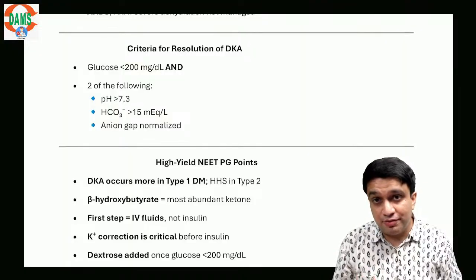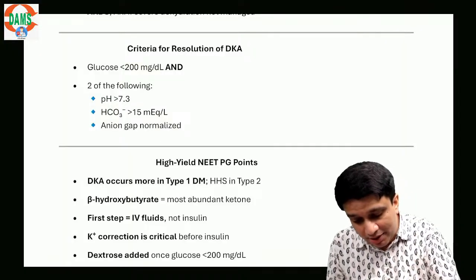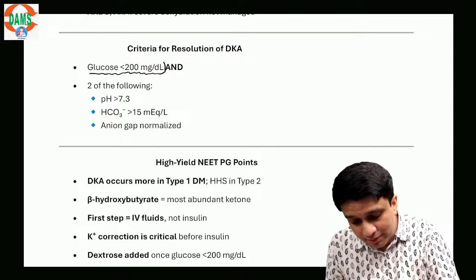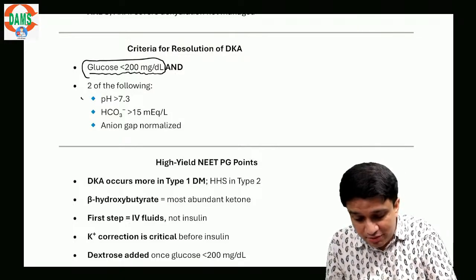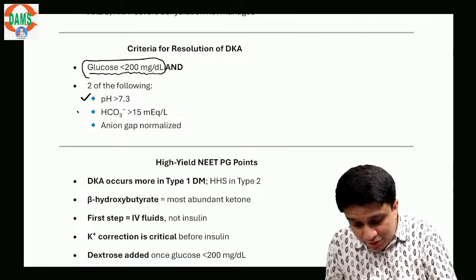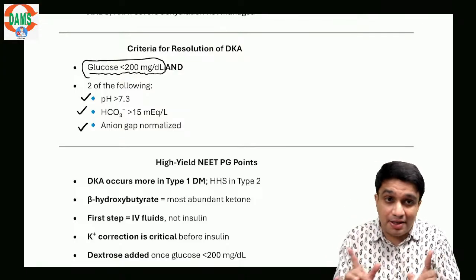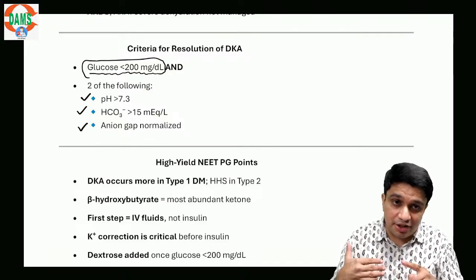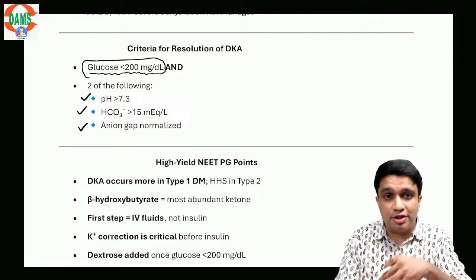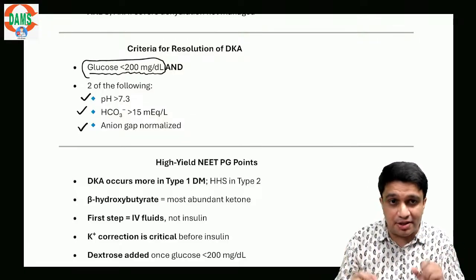Criteria for resolution of DKA. This has come long back. When the glucose level is below 200 and any two of them: pH more than 7.3, bicarb more than 15, and anion gap has normalized. Because if there are keto acids, to neutralize the keto acid, you use bicarb and the anion gap increases.